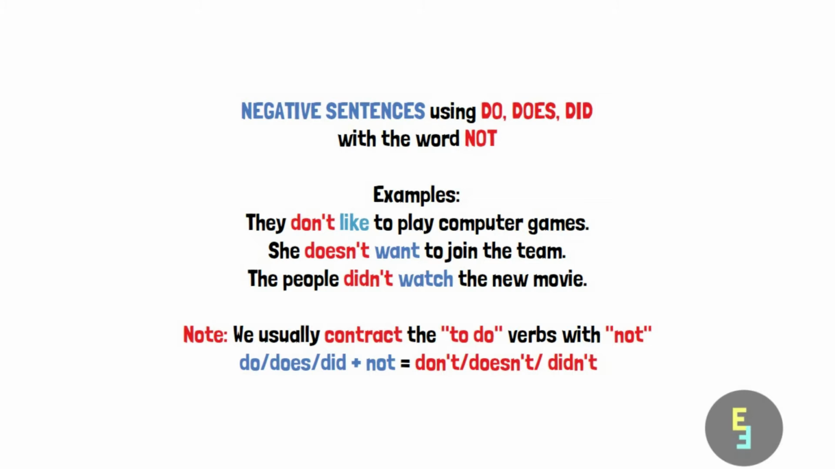And as you can see, to-do verbs in these examples are used as auxiliary or helping verbs. They help the main verbs. As in, don't like, doesn't want, didn't watch. Again, the main verbs are in base form only. Meaning, they are always written in their original form when used with do, does, and did.